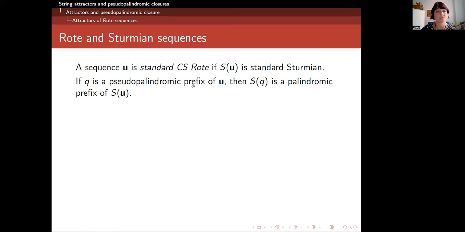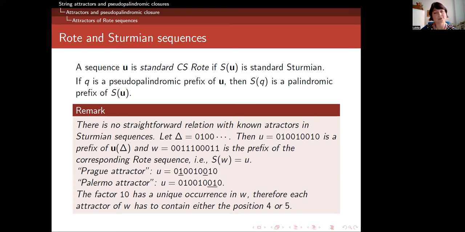But before presenting the last result, let me say that there's no straightforward connection, because one could think that there's a very close connection between attractors of palindromic prefixes of Sturmian sequences and attractors of pseudopalindromic prefixes of Rote sequences. But there's not such a connection. Let me consider this directive sequence starting with the prefix 0, 1, 0, 0. Now, this factor U is a prefix of the Sturmian sequence U of delta, obtained by the palindromic closures. And this factor W, according to the relation between Sturmian sequences and Rote sequences, is a prefix of the corresponding Rote sequence. So it holds that S of W is equal to U.